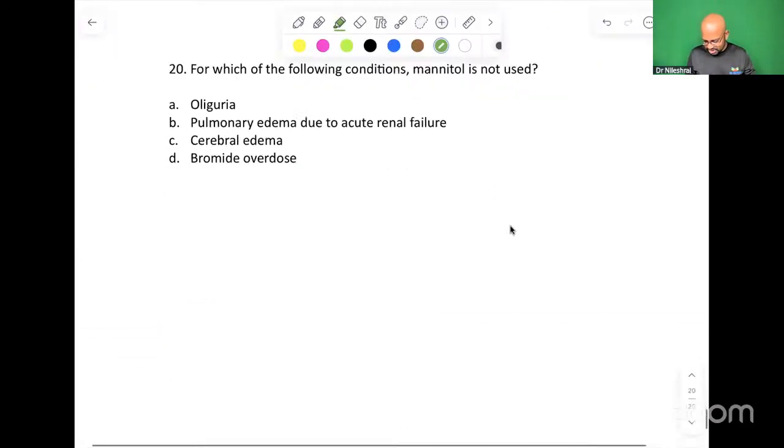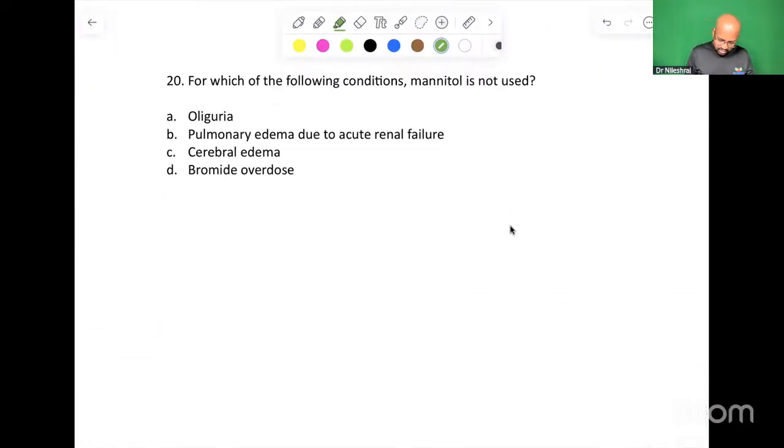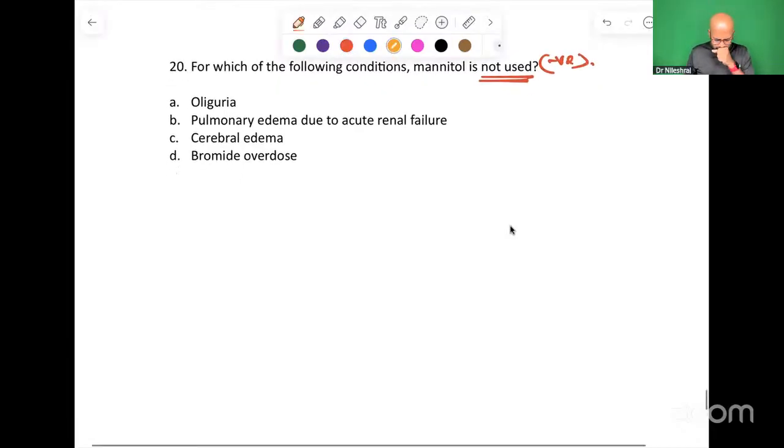Good. We'll move to the last question, buddy. Which of the following conditions is mannitol not used? Again, this is a negative based question. Most of you, this is one of the easier questions, buddy. Don't worry, I will help you with that.